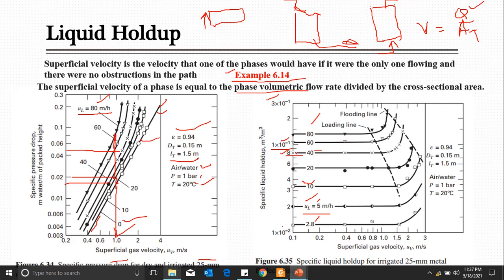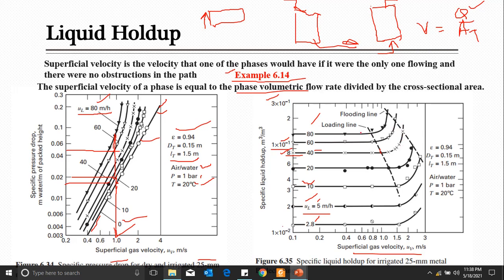So here you see this liquid hold up, when you keep on moving along this x-axis, and along the x-axis we are increasing the gas velocity. If you keep on increasing it, you can see that the liquid hold up remains constant. Its value will remain like this, 0.08 cubic meter per cubic meter, up to some specific point, and after that point it keeps on increasing and finally increases too much, or exponentially somehow.